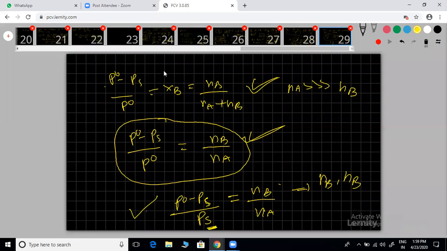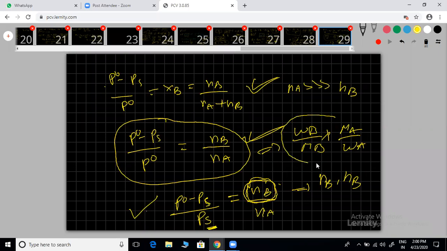We can go further. Here Nb is the solute. That solute may be a polymer or any biomolecule. By using this relation, we can calculate WB by MB into MA by WA. If possible, try to convert this into molality also. Nb by Na, a derivation was already given for you, the mole fraction and molality relation. You can convert here to molality.